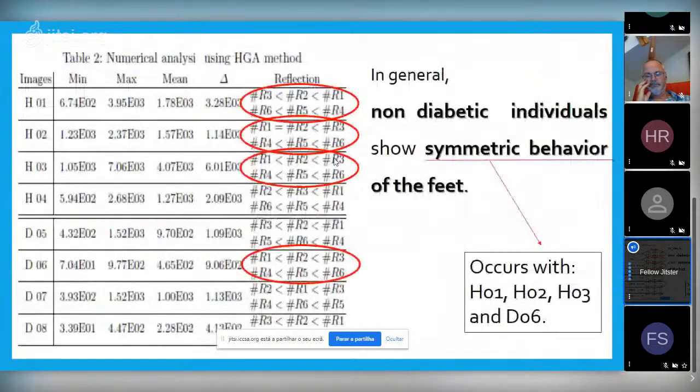Another study that we did was analyzing the reflection, the symmetry between the temperatures of the feet, which corroborated the butterfly pattern that was described in the literature, which says that individuals who do not have diabetes have symmetry of the temperatures in both feet.